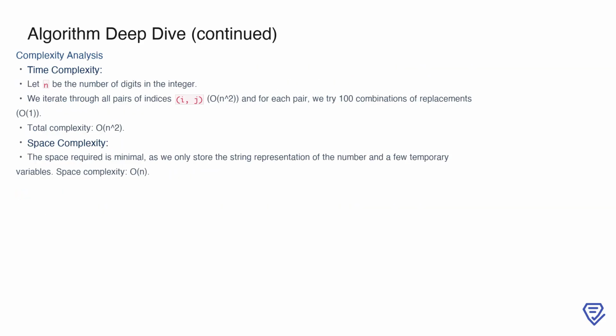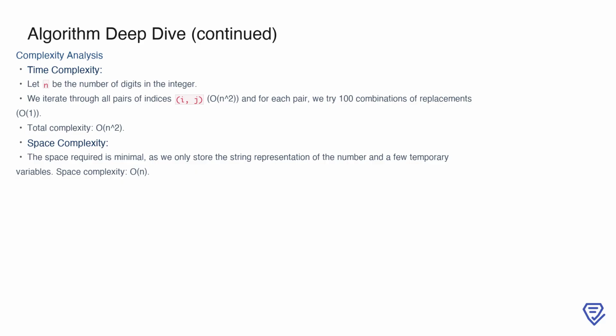The time complexity of this algorithm is primarily determined by the number of digits in the input integer, denoted as n. To explore all possible replacements, we iterate over all pairs of digit indices, which takes n squared time. For each pair of indices, we try 100 combinations of replacements since each digit has 10 options. This part runs in constant time, O(1). Combining these, the overall time complexity is O(n²).